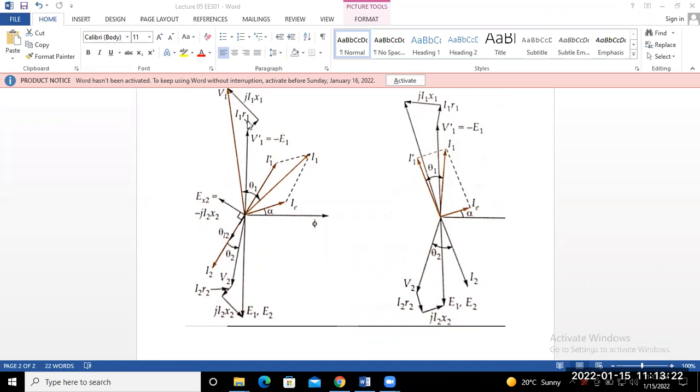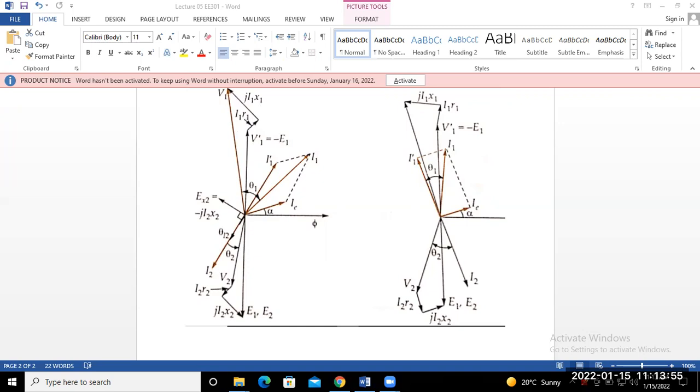Okay. So this is the summation giving the supply voltage. If E1 is here, then minus E1 is along this side, that is nothing but V1 dash plus I1 R1 plus j I1 X1. So the summation of these two voltages is equal to V1. Now can we write the mathematical equation from this phasor diagram?